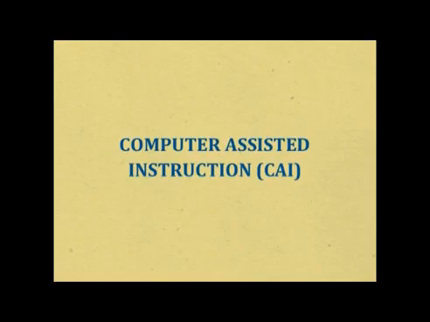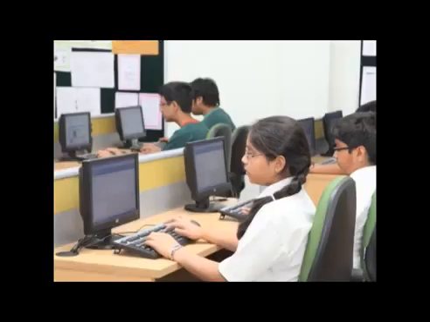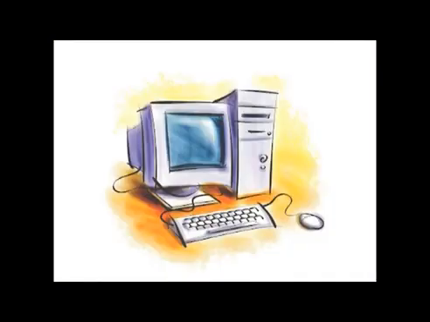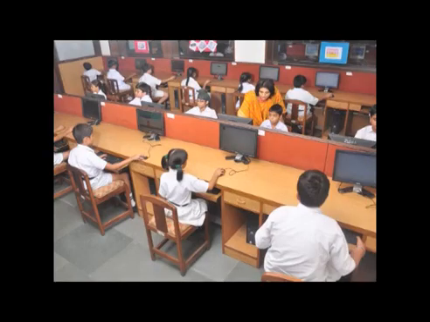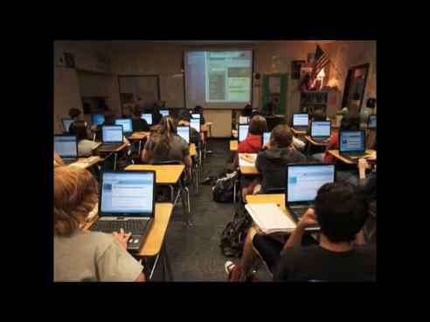Now, coming to another subtopic, computer-assisted instruction. Computer-assisted instruction is the most exciting innovation in the field of education. A computer is programmed with linear or branching programs and acts like a super teaching machine, catering to the needs of a number of students at the same time.